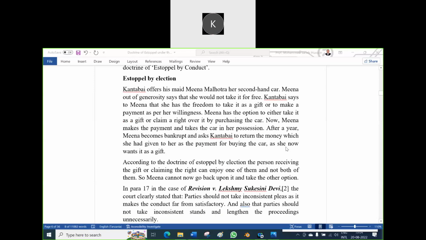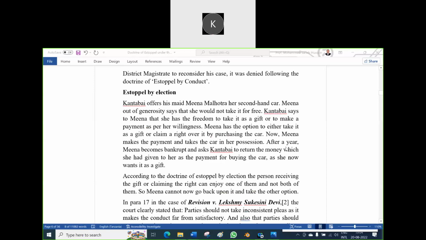For example, Kantabai offers his maid Meena Malhotra her second-hand car. Meena, out of generosity, says that she would not take it for free. Kantabai says to Meena that she has the freedom to take it as a gift or to make a payment as per her willingness. Meena has the option to either take it as a gift or claim a right over it by purchasing the car. So two options are there, either to take it as a gift or by purchasing it.